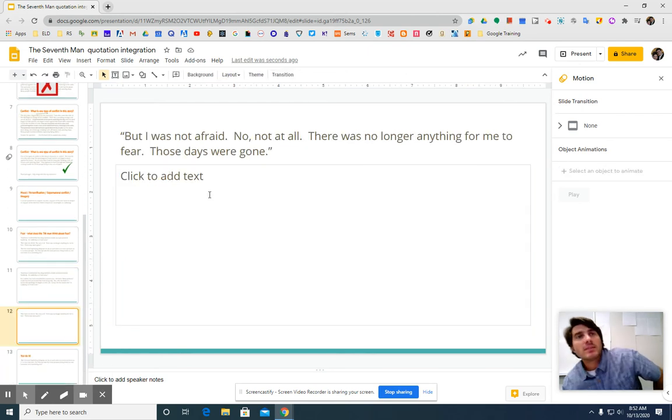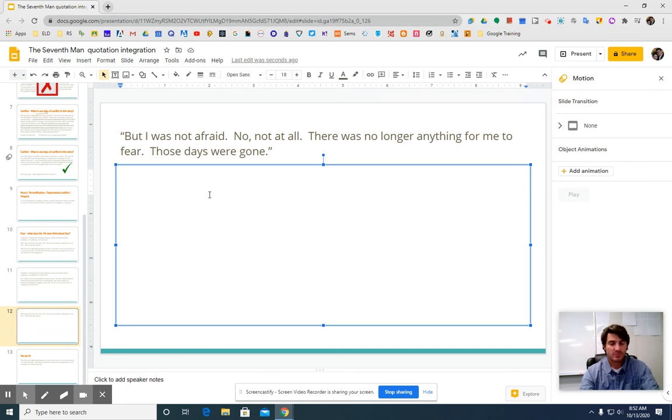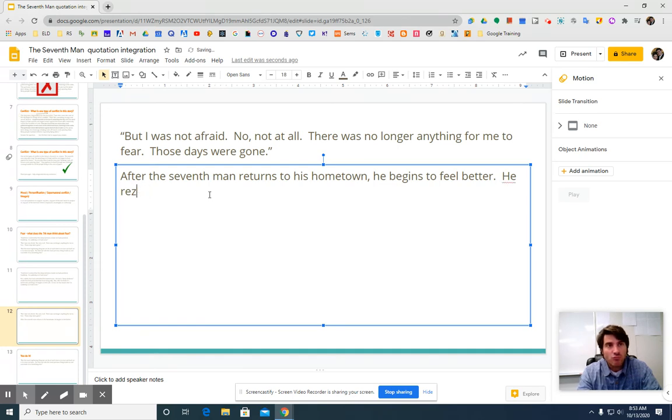All right. So here's the second passage that we looked at just a moment ago. But I was not afraid. No, not at all. There was no longer anything for me to fear. Those days were gone. So this is after the seventh man returns to his home town. He begins to feel better. He realizes that K was not mad at him. K did not blame him. It was a tragedy, but not his own fault.